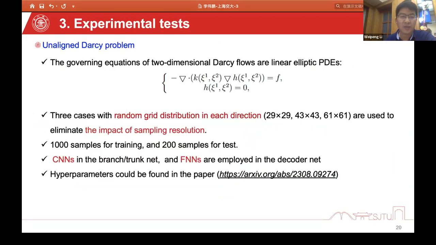So here we give two cases. The first case is about the duct problem, but especially an unaligned duct problem, because the grid distribution is randomly distributed in each case. It's not a uniform distribution, it's randomly selected in each direction. And here are the samples, and 200 samples for test, with CNN in the branch and trunk, and FNN in the decoder. The hyperparameters come from your paper published on arXiv. We also tried a lot of tests to get a good result for each method.